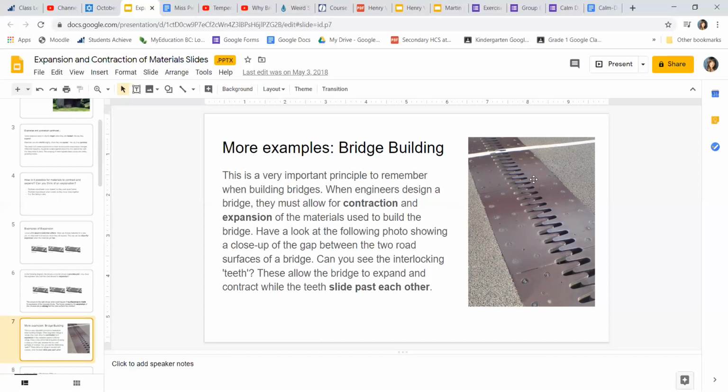And that's why you'll see things like this that have interlocking teeth, basically. What it does is it allows the bridge to expand and contract while those teeth slide past each other. So the concrete isn't smushing up against itself and crumbling. With these teeth here, it's able to expand and contract, and still stay together enough that we can safely drive on it, without causing damage to the bridge when it's expanding and contracting.